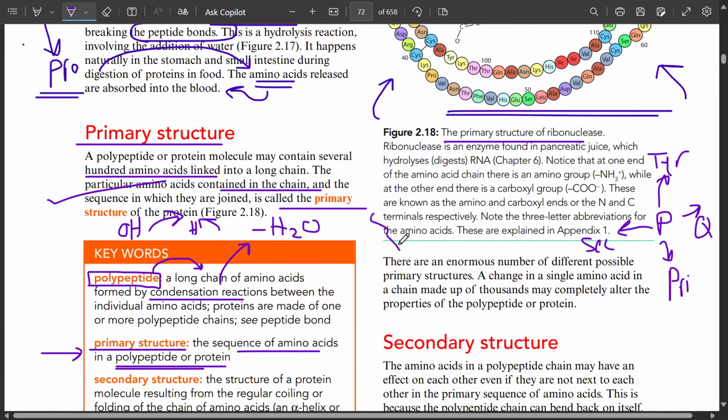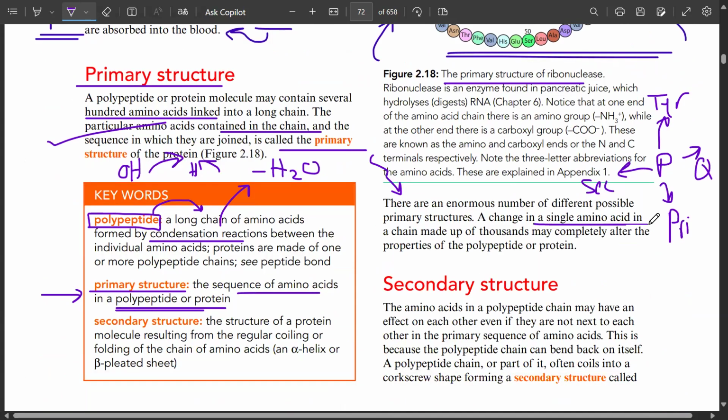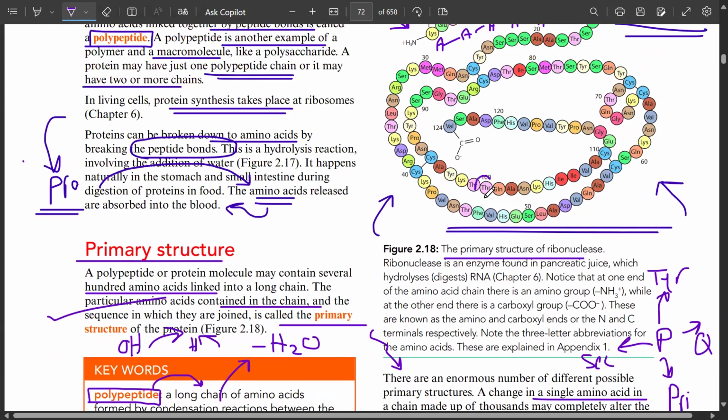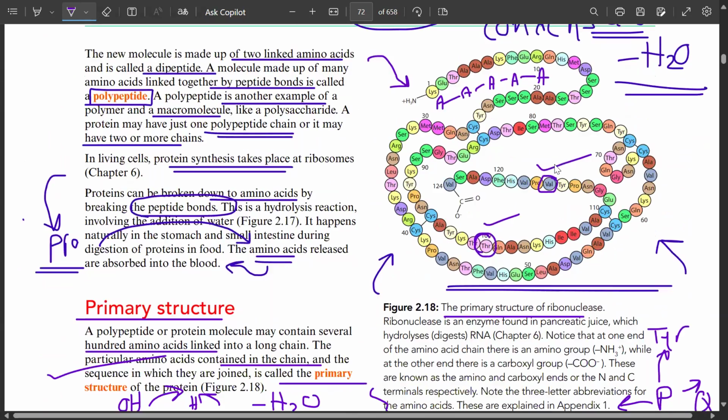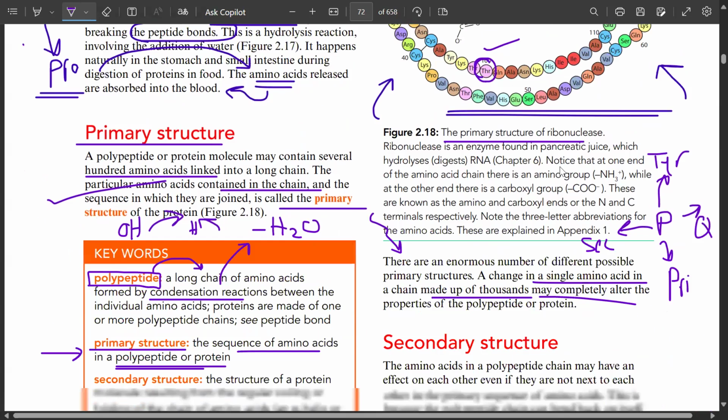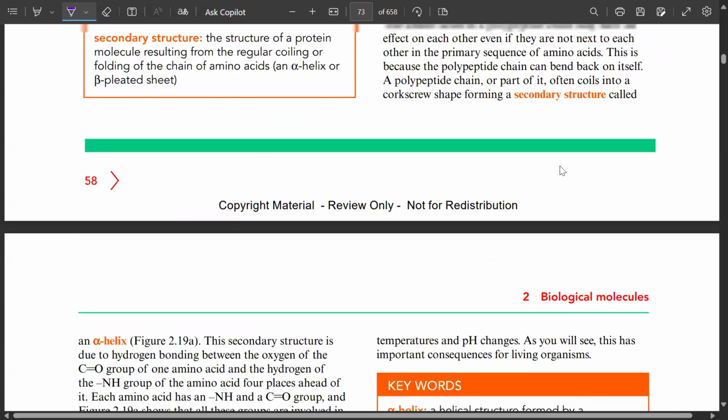So there are an enormous number of different possible primary structures, and a change in a single amino acid in a chain made up of thousands may completely alter the properties of a polypeptide or protein as well. Even if one of these amino acids is changed, it can actually alter the whole function of the protein, because every gene codes for an amino acid. And when you change a gene sequence, it's basically exactly like you're doing mutation. You're changing the gene sequence. Here you are changing the amino acid sequence, which can completely alter the function of a protein as well.